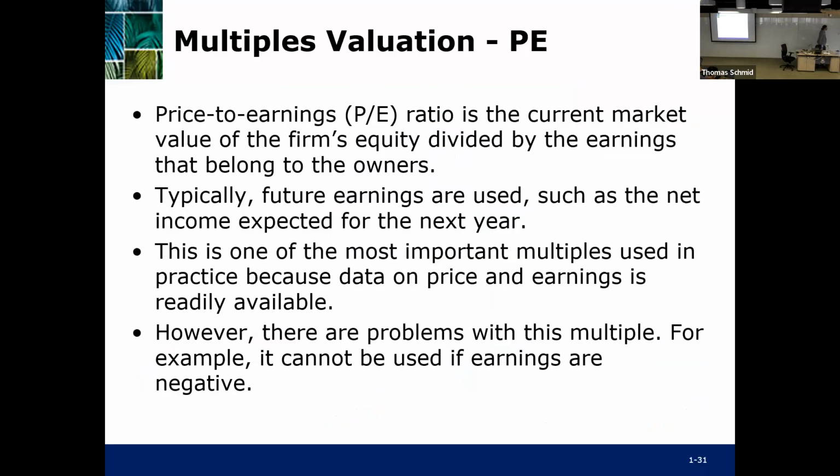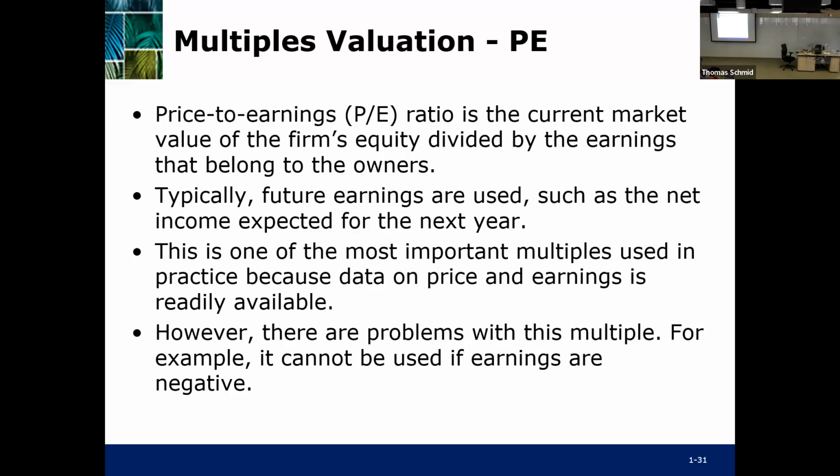Okay. So one multiple that is very frequently used, probably the most famous multiple, is the so-called price earnings multiple, the PE multiple. I'm sure many of you have heard about that. This is the current market value of the firm's equity divided by the earnings. And earnings here are earnings that belong to the owners, so this is typically net income. And typically we use future earnings, so next year's net income expectation.